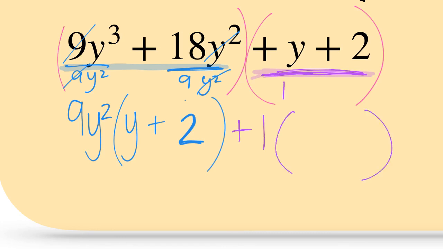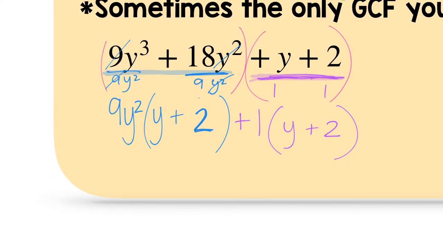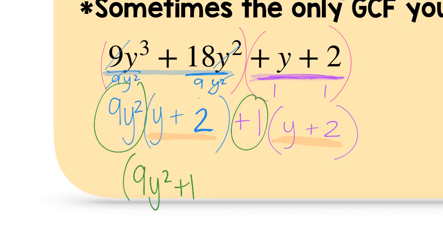If you divide this by 1, it's still going to be y. If you divide this by 1, it's still going to be 2. So y plus 2. And this actually is correct because if you see what we got left, they do still match up. So anytime that happens, if you end up with a group that just doesn't have a GCF, just take out a 1. All right, let's write our two factors. So in one of them, we're going to have the outside terms here, 9y squared plus 1. And then in the other one, I'm going to put y plus 2.